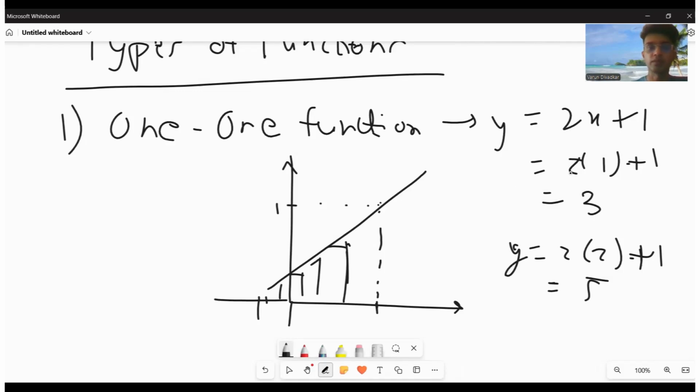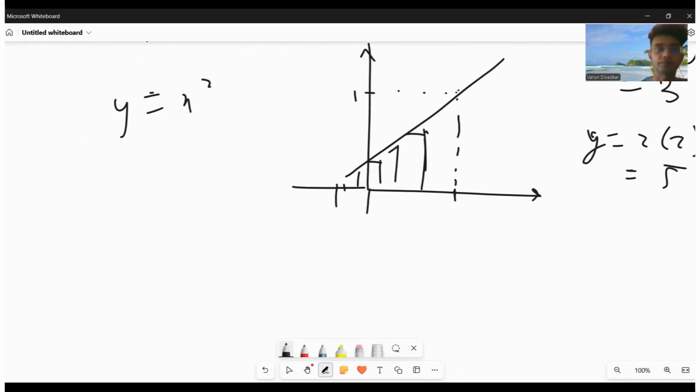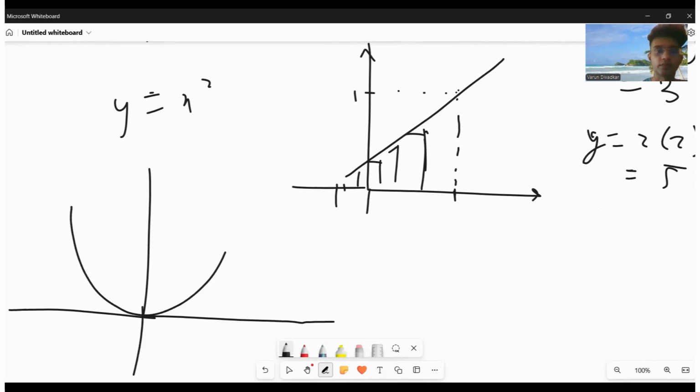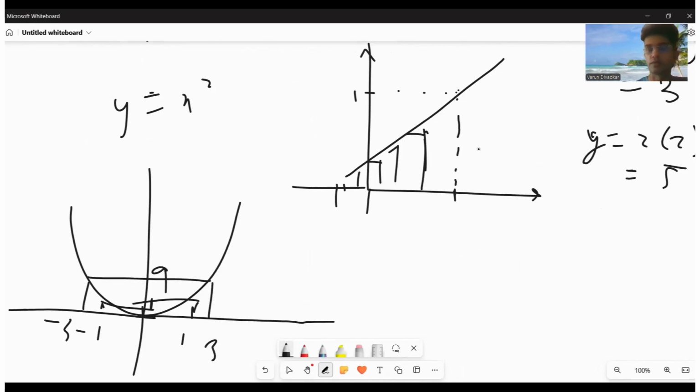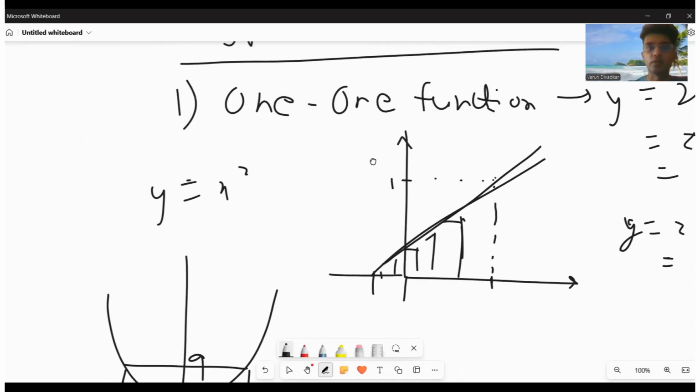The point I'm trying to make is, unlike a function like y equals x squared, if you draw this on a graph here, it looks something like this, right? So here, two values of x map to one value of y, like say -1 and +1, both have the square as 1. -3 and +3, both have their square as 9, right? So this is a many-to-one function. Unlike that, this is a one-to-one function, okay? So that's an example of a one-to-one function.